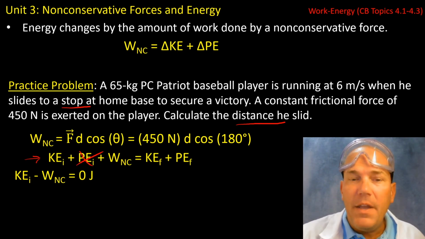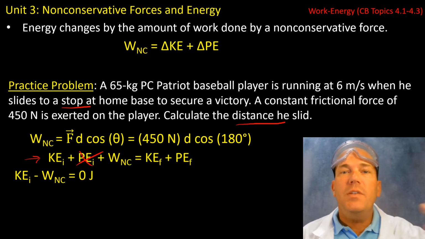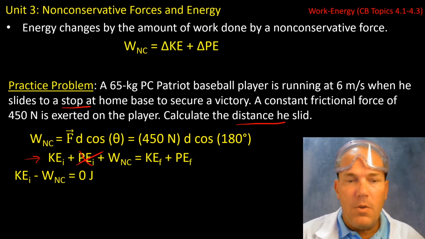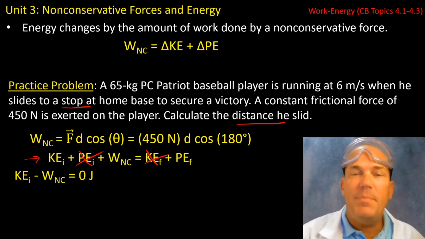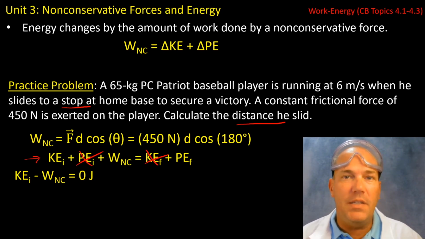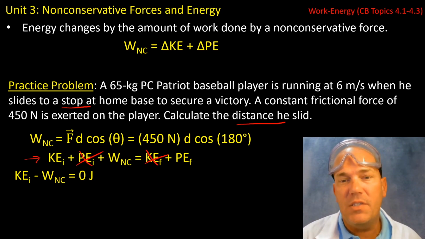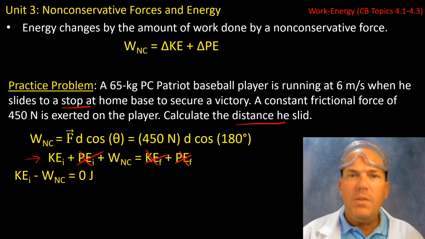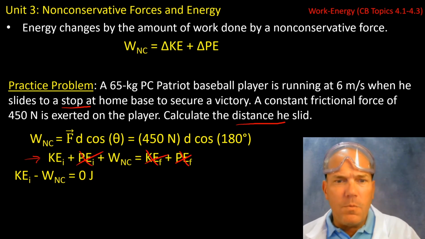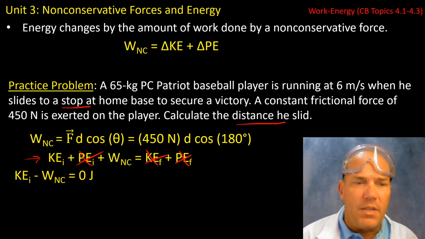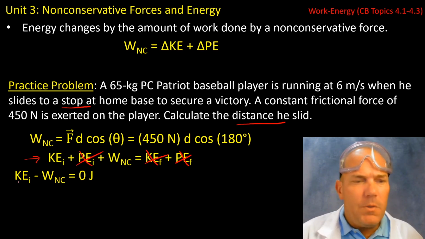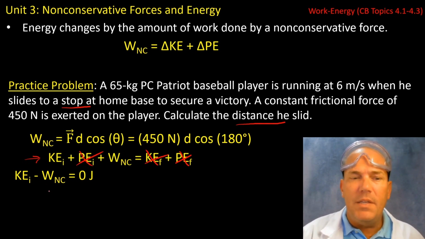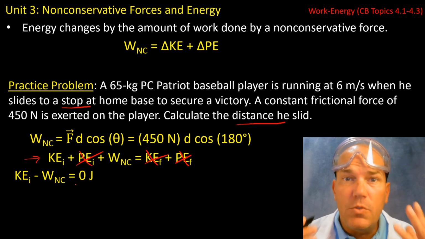And for our final quantities, we say, is there kinetic energy? Well, no, actually there's not. He stops, and therefore his final velocity is 0, which makes kinetic energy 0. Is there potential energy? Of course not. So we're left with no mechanical energies on the right side of our equation, which means we will set our initial quantities equal to 0 joules.